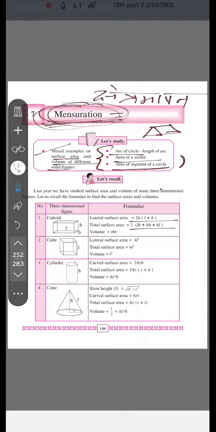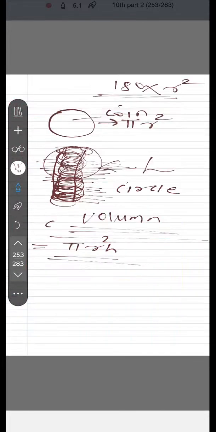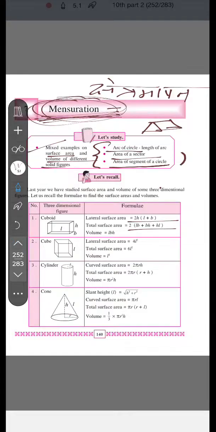Okay, now if you are going to talk about the curved surface area, what is a curved surface area? Simply, if a cylinder is there, then the area around its side is nothing but the curved surface area. And the formula for this curved surface area is 2 pi r h.